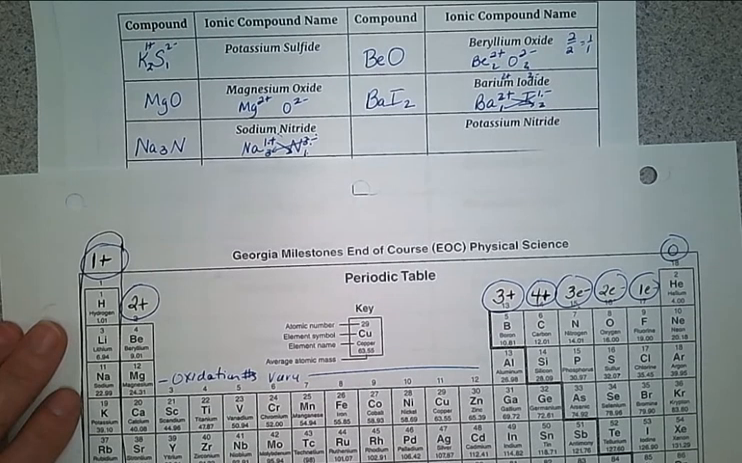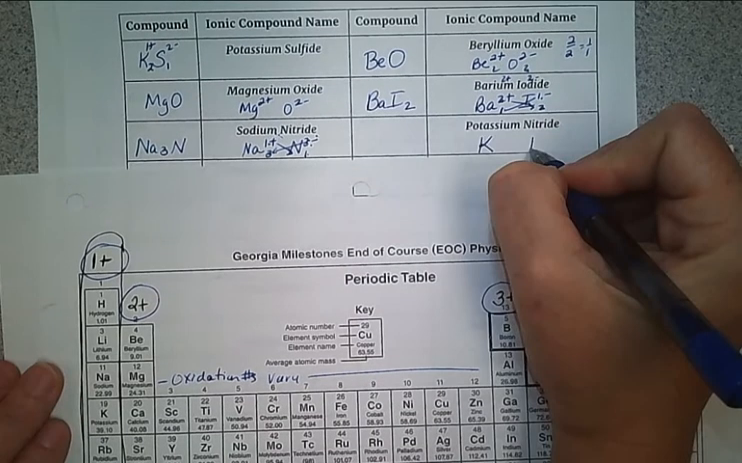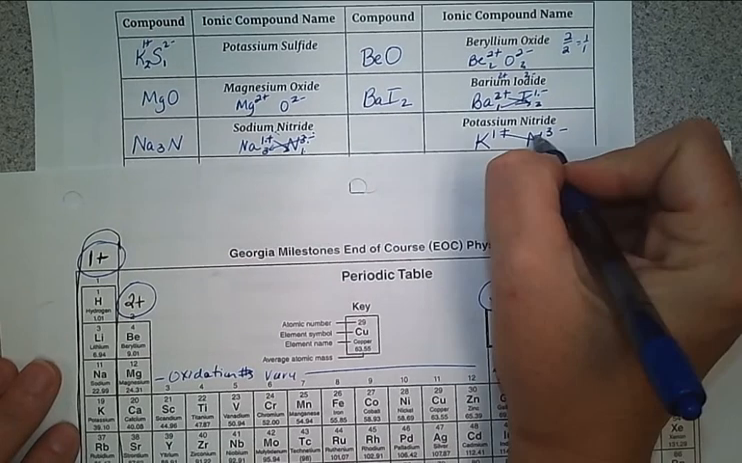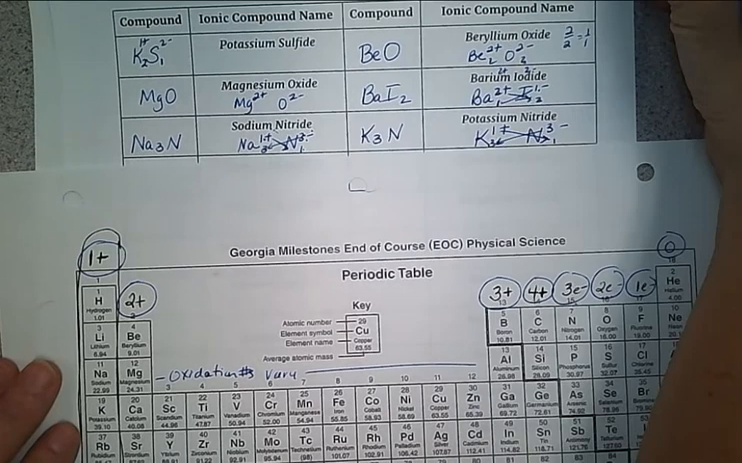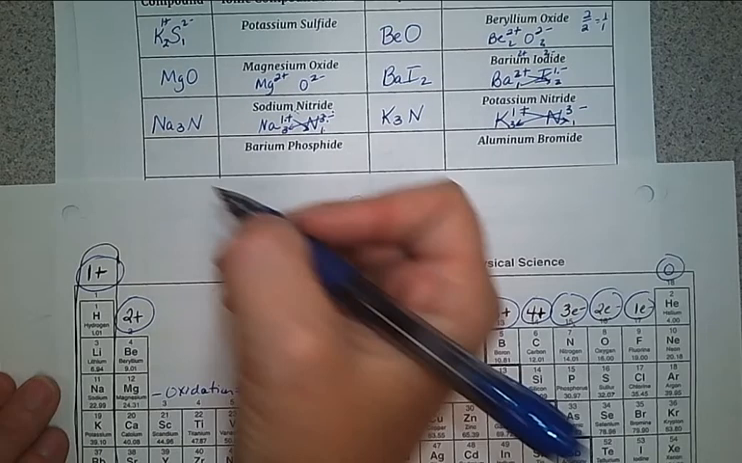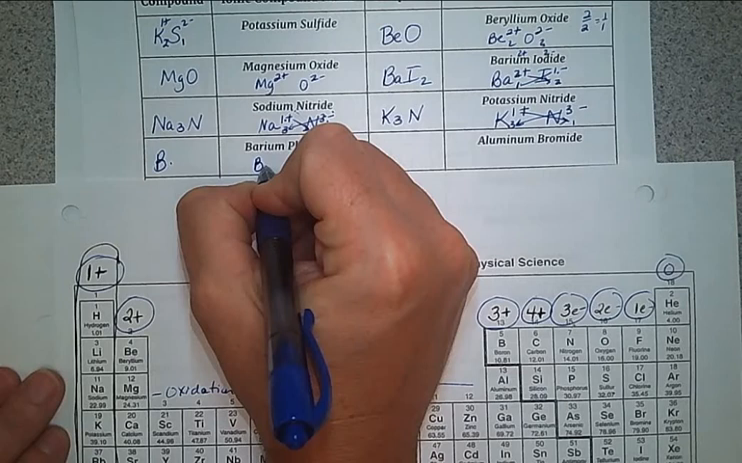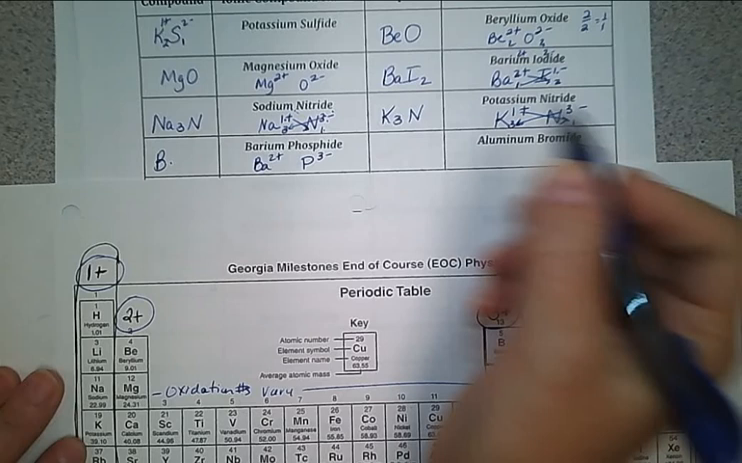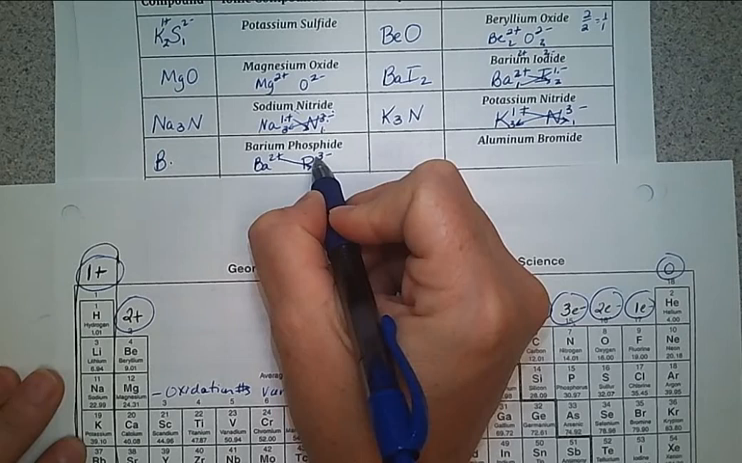Barium phosphide. Barium has a 2+ charge. Phosphorus has a 3- charge. So you're going to crisscross applesauce. The 2 comes down, the 3 comes down. So if I multiply here, this is going to give me 3 bariums, each with 2 positive charges. That would give barium a +6. Phosphide is 2 times -3, so that's going to be -6. So that would equal out to be 0. So Ba3P2 would be the balanced ionic formula.